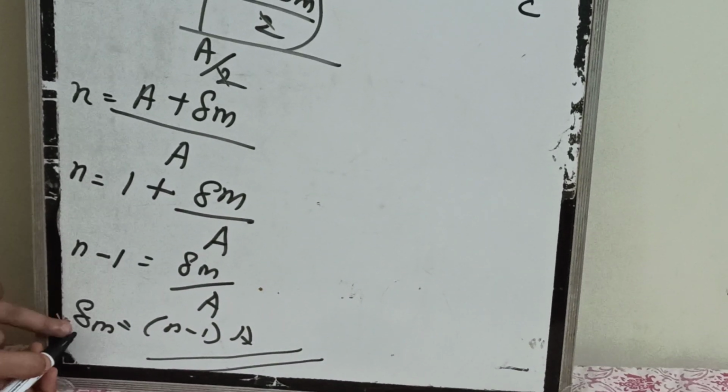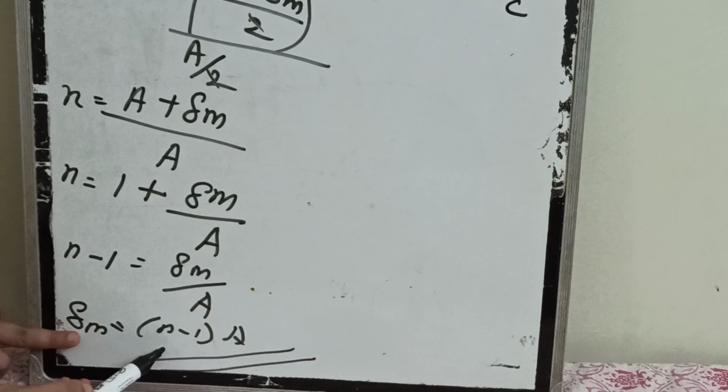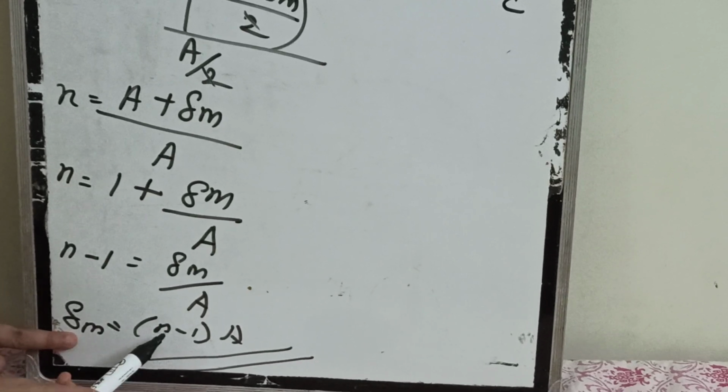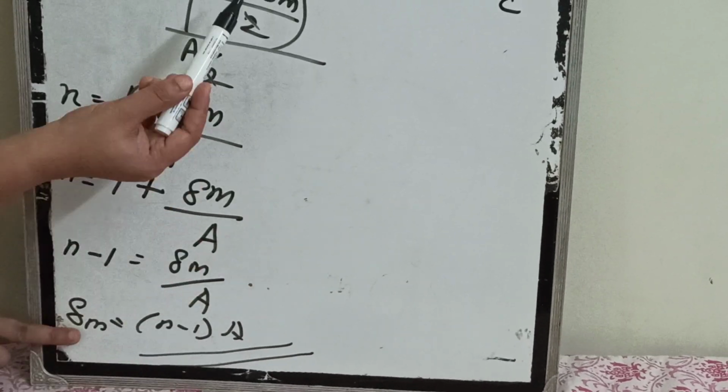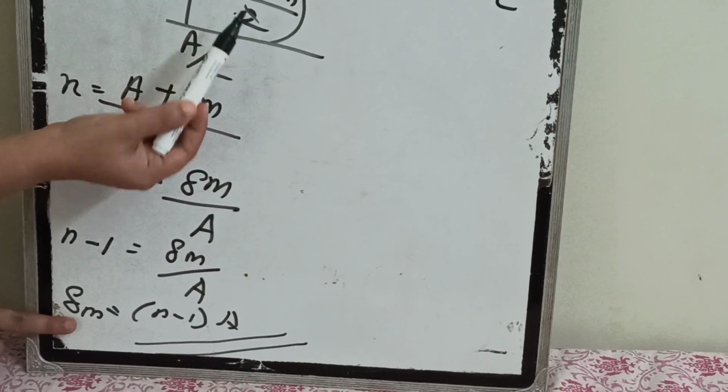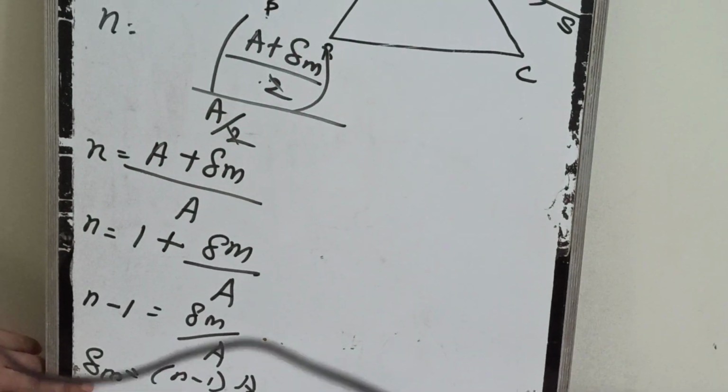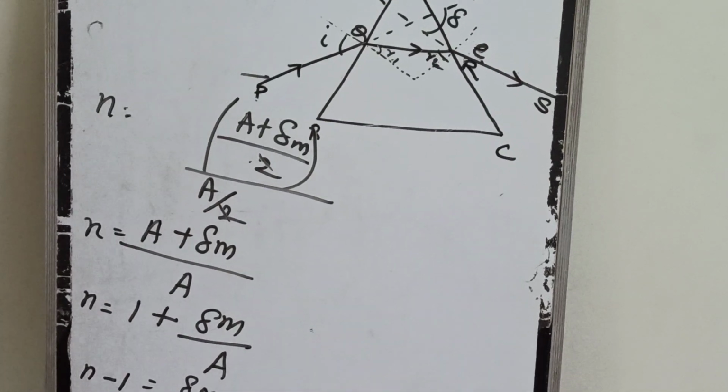So for angle of minimum deviation of each wavelength also, you can find the equation as delta m is equal to (n minus 1) into A from the prism formula. I think it is clear. Now we are moving to the next section.